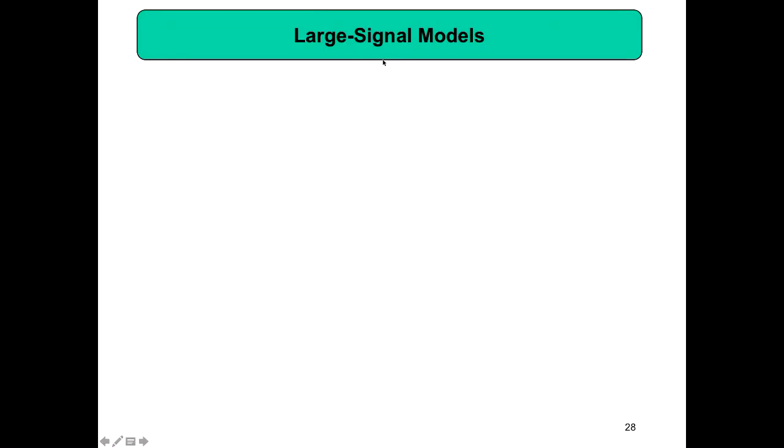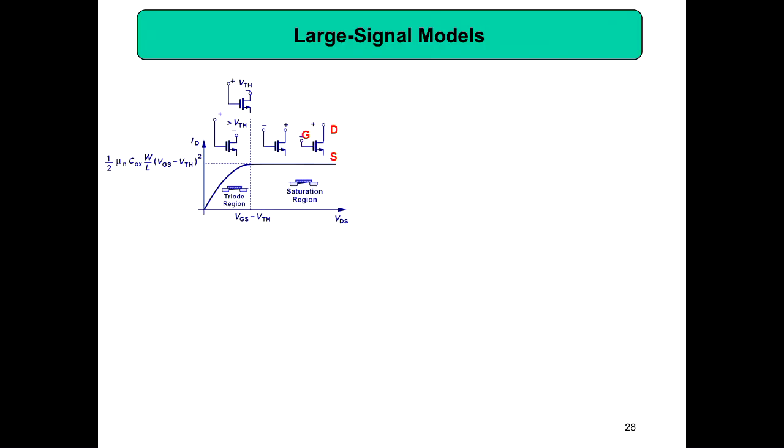And then the large signal models. When we studied the BJT, we discussed the large signal model first, then we studied the small signal. In the case of the MOS, we don't have to study large signal models in detail, but we will be studying small signal models.